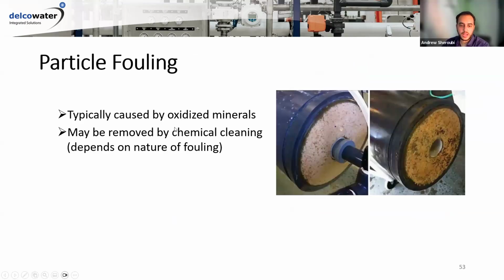And that's again usually by oxidized minerals or metals that get pulled out. However, they are much more able to handle this than an RO or NF. So it's not as big of a deal as with an RO or NF, and they're more forgiving. And again, they have cleaning modes that are quite helpful for this.